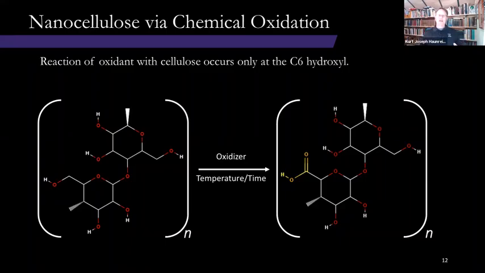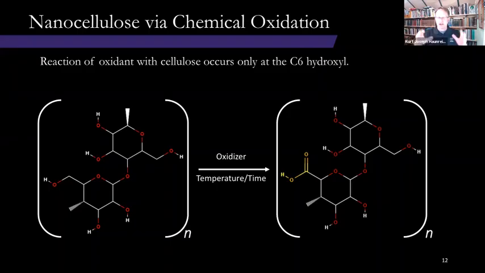So add your oxidizer, temperature and time. It attacks the C6 hydroxyl preferentially. It doesn't attack C2 or C3. Okay. Now I only indicate one of those. You see it in yellow, it's carboxylic acid.